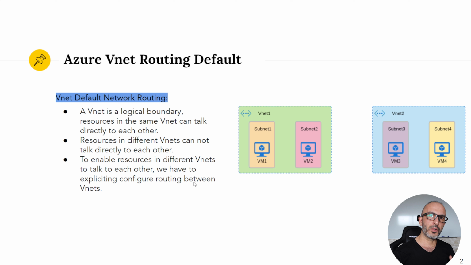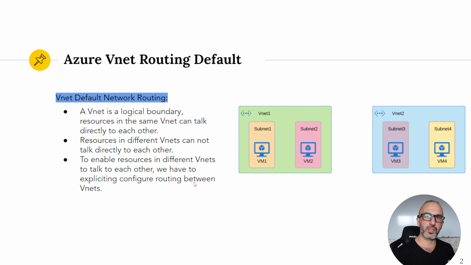A VNet is a logical boundary. So resources inside of a VNet will be able to talk to each other. For example, VM1 and VM2 in VNet1 will be able to talk to each other directly, even though they are in different subnets because they are part of VNet1. And resources in VNet2, VM3, and VM4 will also be able to talk to each other, again because they are part of the same VNet, even though they are part of different subnets.